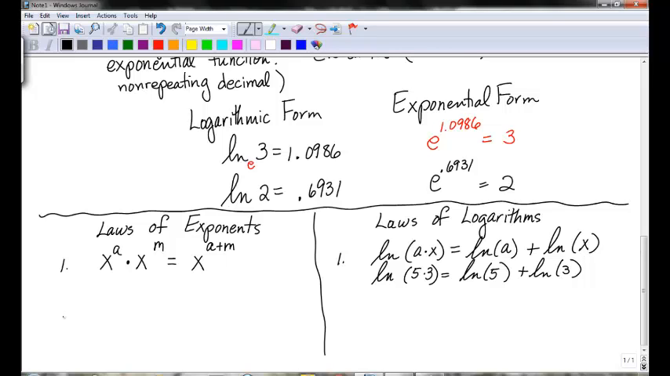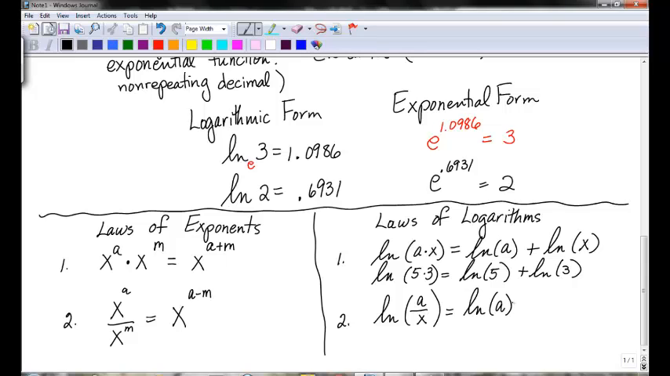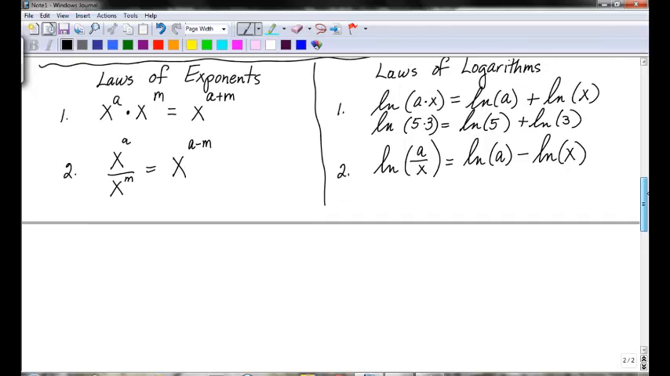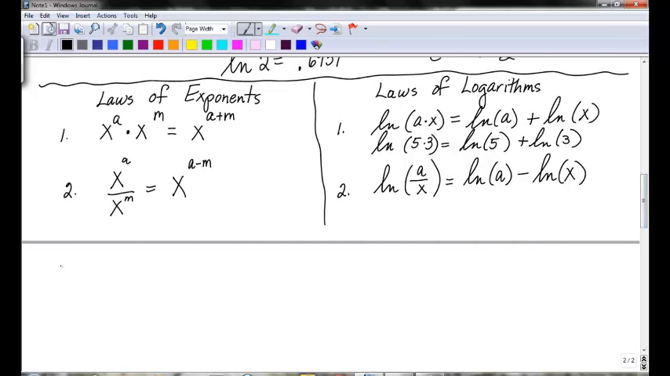Second law, if you divide monomials, x to the a power divided by x to the m power, and the bases are the same, you subtract the exponents, so it's x to the a minus m. That parallels the second law of logarithms, the natural log of a divided by x. If you divide the numbers, you subtract the logarithms, so it's the natural log of a minus the natural log of x. And you can fill numbers in on those two. Okay, look at the third law.